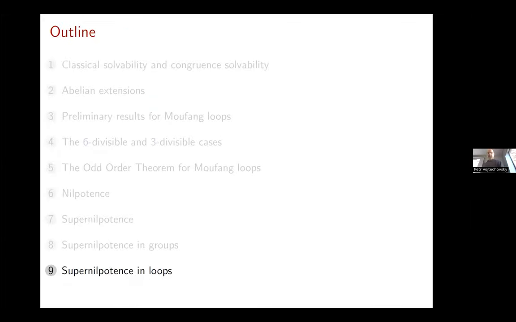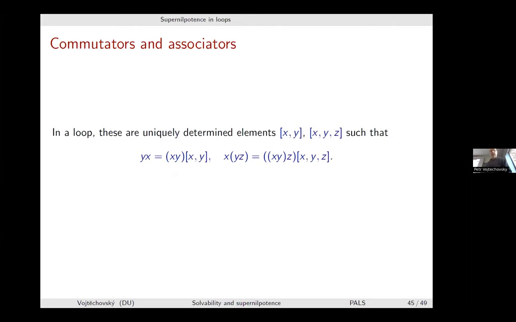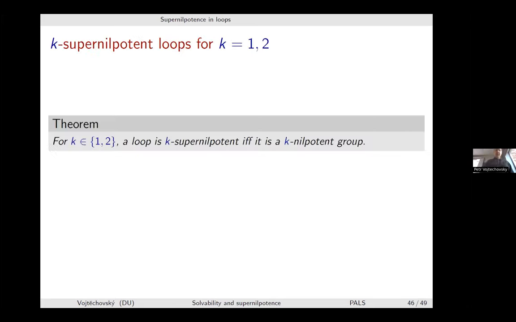Finally, supernilpotence in loops. So the same concept that we have seen. And fortunately, we also have some nice absorbing terms. You can define the commutator by uniquely solving this equation. You can define the associator by uniquely solving this equation. And you can see when I plug in one, let's say, into the associator, let's say for y, then I have xz equal to xz times the associator. So the associator has to be one as a unique solution. So these are certainly absorbing terms.